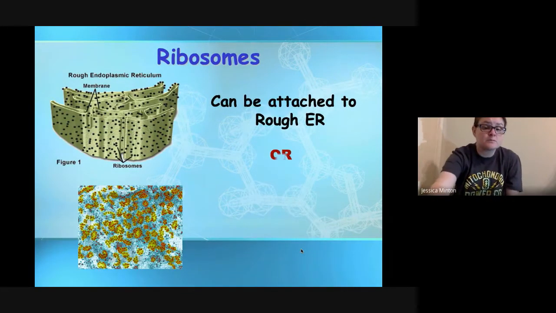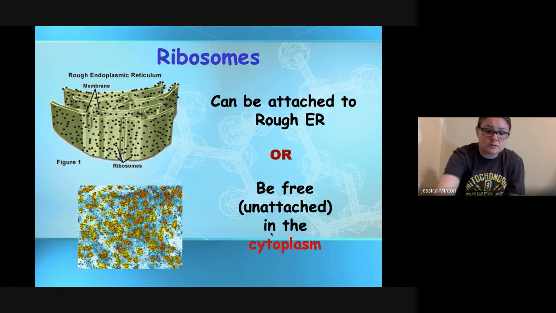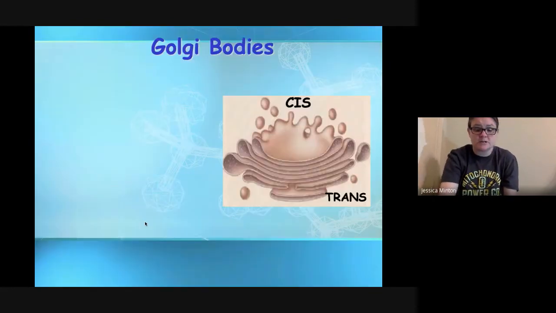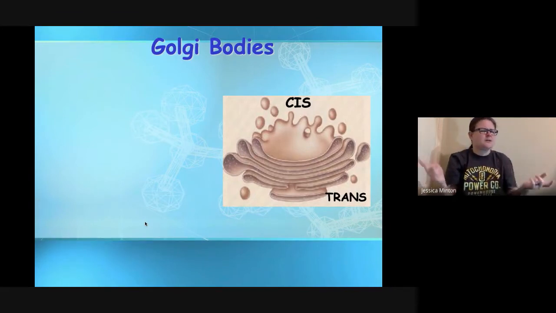So the ribosomes, we've talked about the fact that they can be attached, or they can also look like little clusters moving around in the cytoplasm that are unattached. Guess what? They're called free ribosomes, and if they're attached, ta-da! Attached ribosomes. Boring, right?